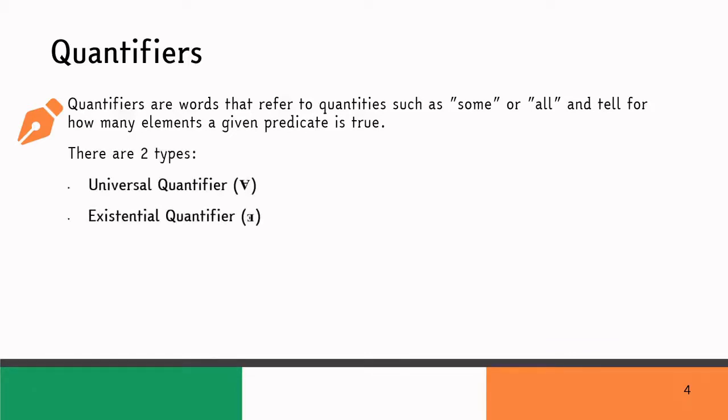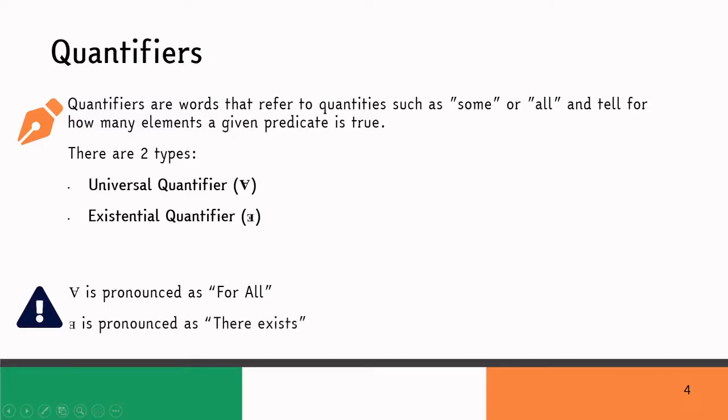There are two types of quantifiers mainly: the universal quantifier, represented by the reversed A symbol, and the existential quantifier, represented by the reversed E symbol. Please note that this reversed A symbol is pronounced as for all, and this reversed E symbol is pronounced as there exists. Both these symbols are usually used as a prefix to a variable which is a participant to a predicate.